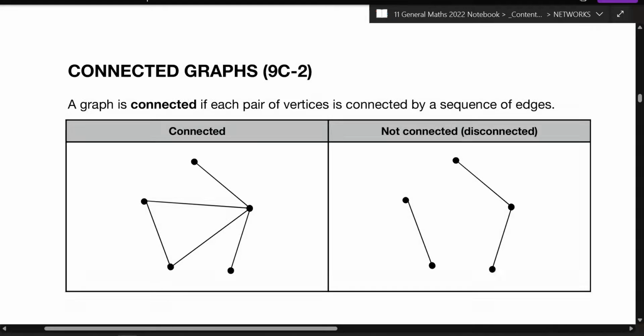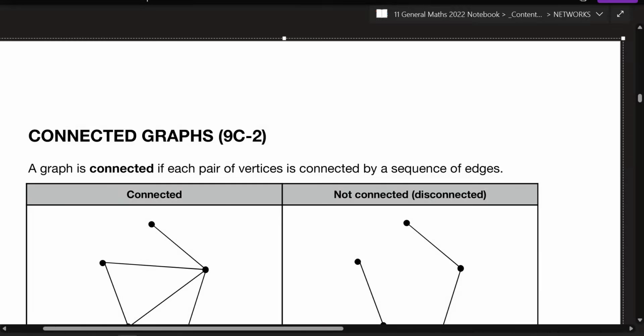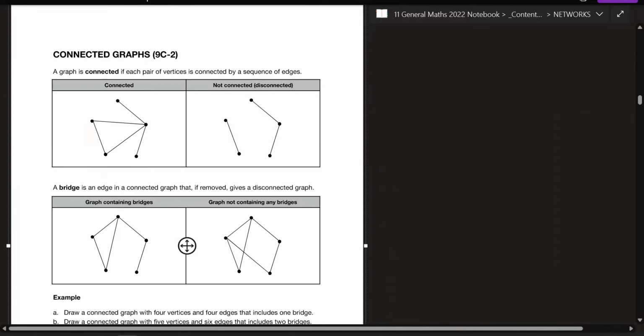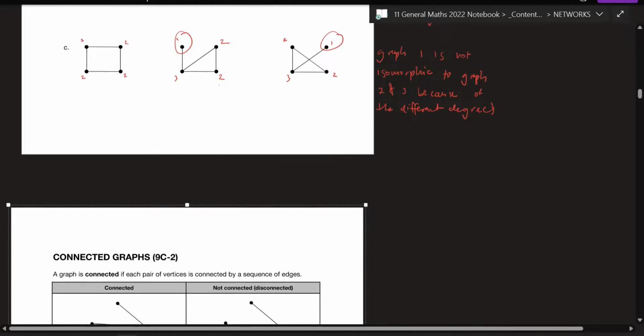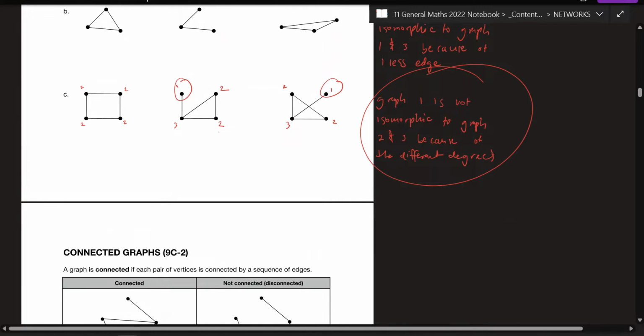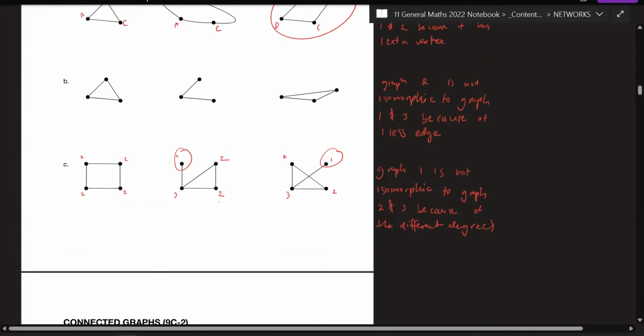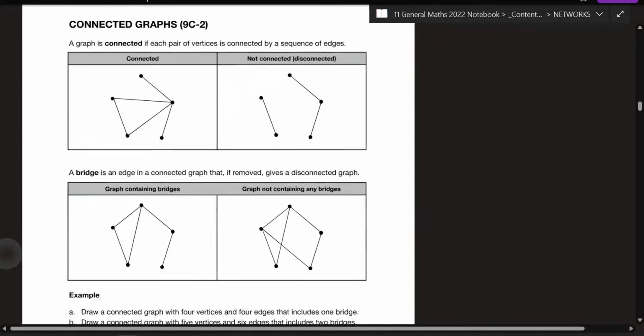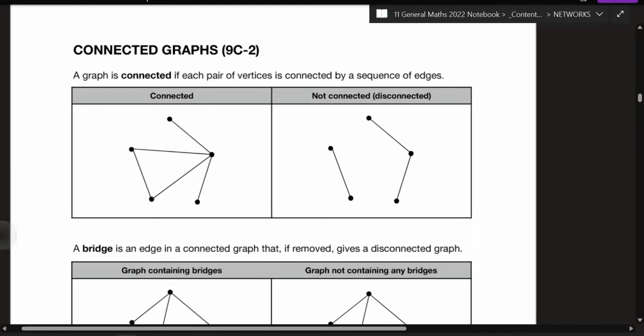All right, so 9C part 2. The last part we looked at, I think most people are getting the isomorphic stuff, which is good. Just make sure on the SAC, when you do your isomorphic answers, what we look for actually is the explanation. Make sure you've written that down. Don't just write graph 2 or graph 1. Give me a reason why. You have to justify it when you do these. Okay, let's look at part 2 now.